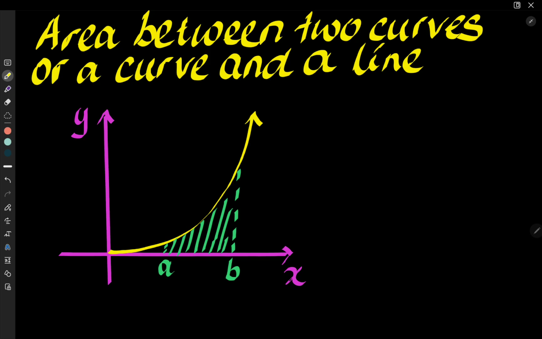You remember we said if you have got a function of x, so this curve in yellow, we can actually calculate the area under the curve using definite integrals. Like for example, we can calculate this green shaded area by finding the definite integral of a function of x dx with the limits from a to b, and that will be the area of this shaded region. So with that in mind, let's discuss how to determine the area between two curves or a curve and a line.